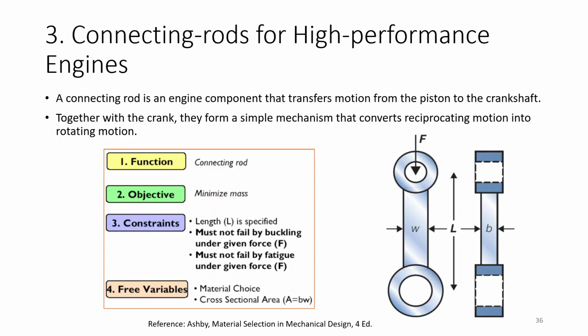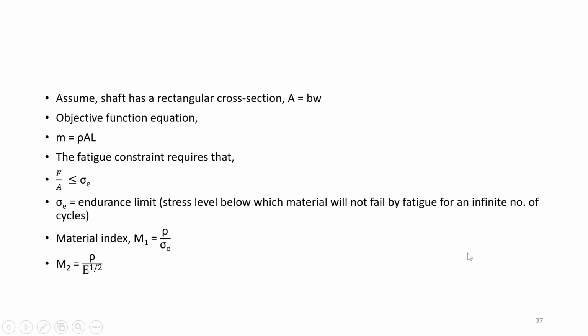Together with the crank, they form a simple mechanism which converts reciprocating motion into rotating motion. Here the function is connecting rod. Objective is to minimize mass. Constraint is length, and it must not fail by buckling or by fatigue under given force. Free variables include material choice and cross sectional area, so width and breadth can be changed and L will be fixed.